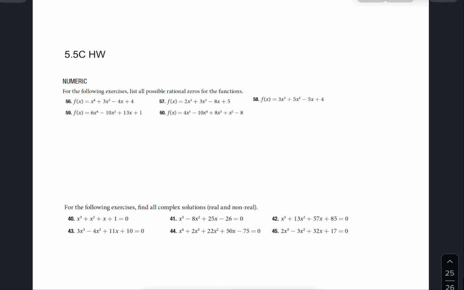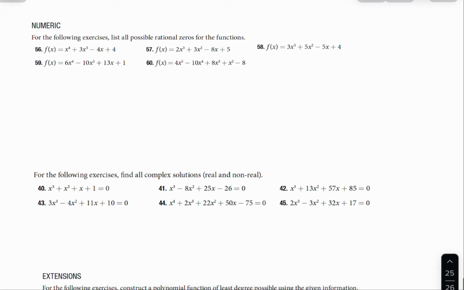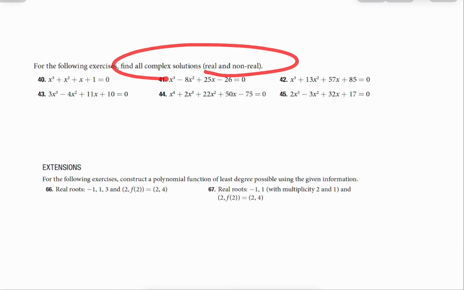So now you are ready to work on your homework. Okay, so for 56 through 60, it says list all the possibles. You're not finding them. Just list all the possibles. That's just P over Q. 40 through 45, you want to find all solutions. So the real ones and the ones with i's in them.